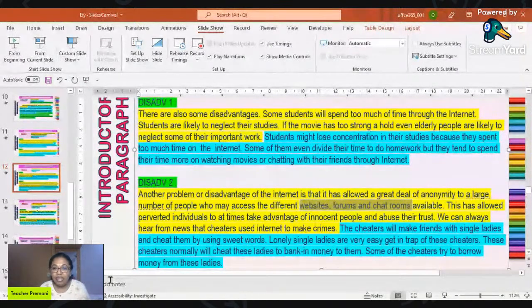So let us see further explanation. The cheaters will make friends with single ladies and cheat them by using sweet words. Lonely single ladies are very easy to get caught in the trap of these cheaters. These cheaters normally will cheat these ladies to bring in money to them. Some of the cheaters try to borrow money from these ladies. Okay, of course it's a kind of serious problem, but this is what is happening in society, right?